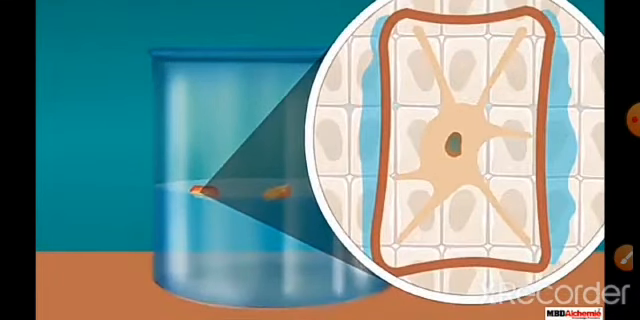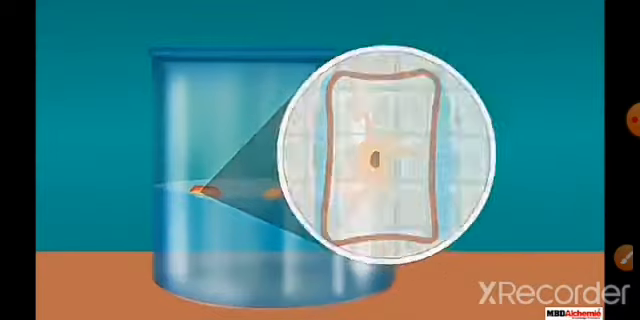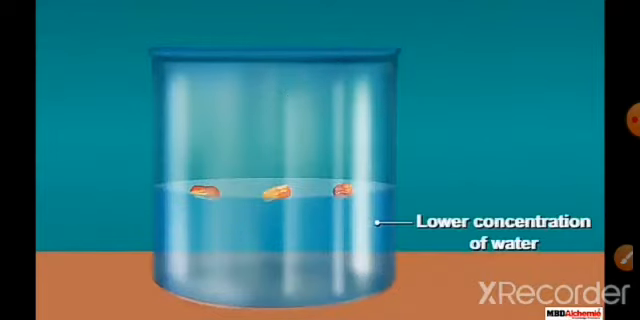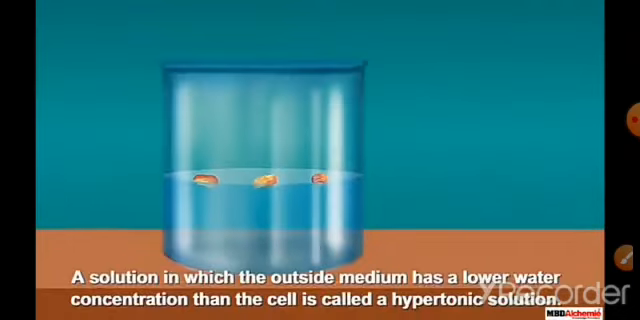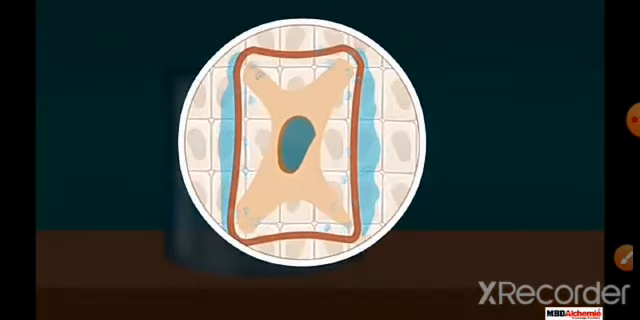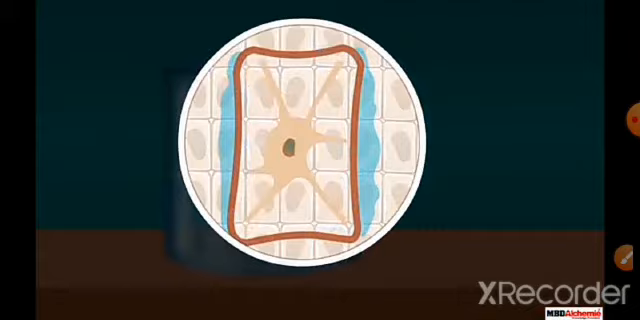The plasmolysis, as you have seen, occurs when a cell is kept in a solution with lower concentration of water. The plasmolysis of cells results in the overall shrinking of the raisins. Any such solution in which the outside medium has a lower water concentration than the cell is called a hypertonic solution. In such a solution, the water moves outside the cell by osmosis.